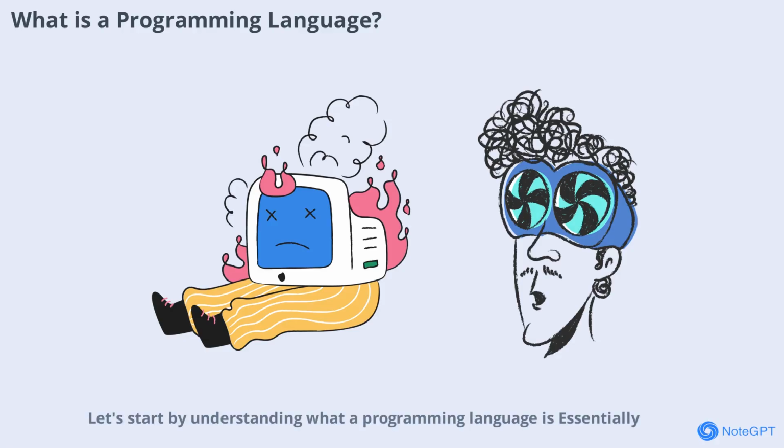Let's start by understanding what a programming language is. Essentially, a programming language is a tool that allows humans to communicate instructions to a computer. Just like we use spoken languages to talk to each other, programmers use programming languages to write software that computers can understand and execute. These languages come in different types, such as low-level languages like machine code and assembly, which are closer to how computers actually operate, and high-level languages like Python, Java, or C++, which are more user-friendly and easier to read and maintain.